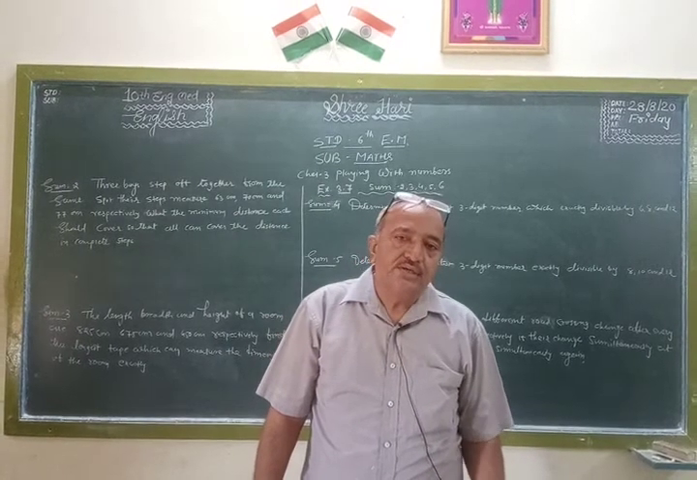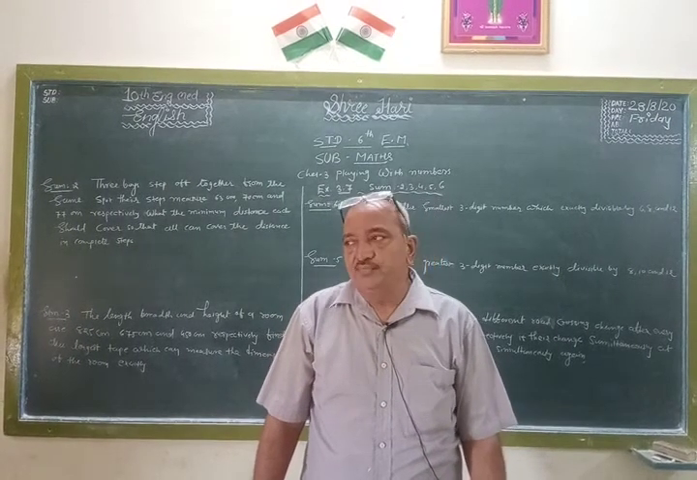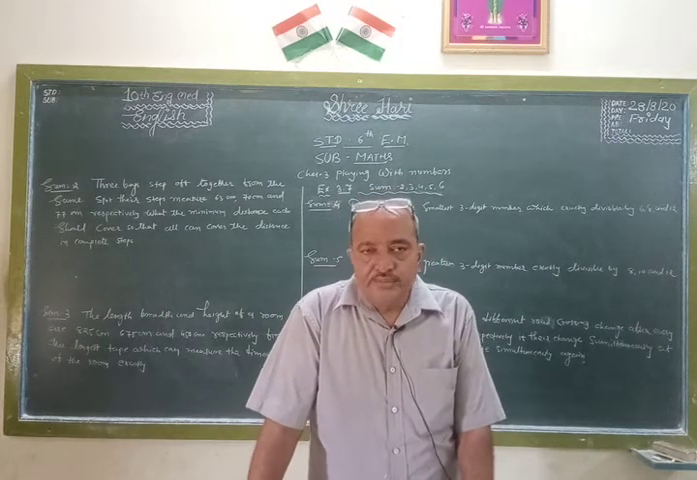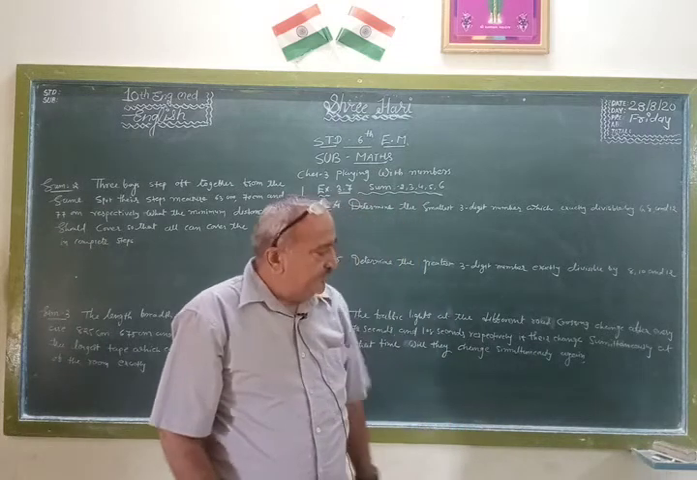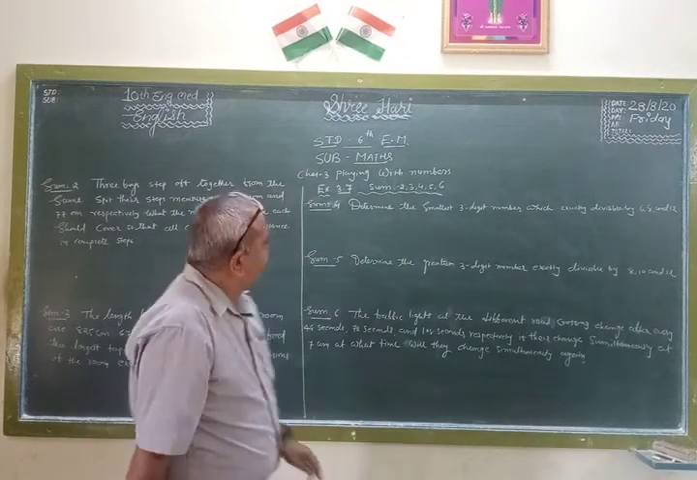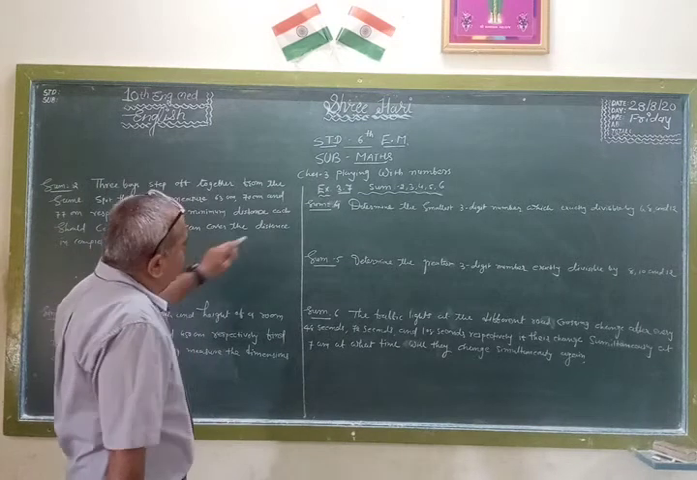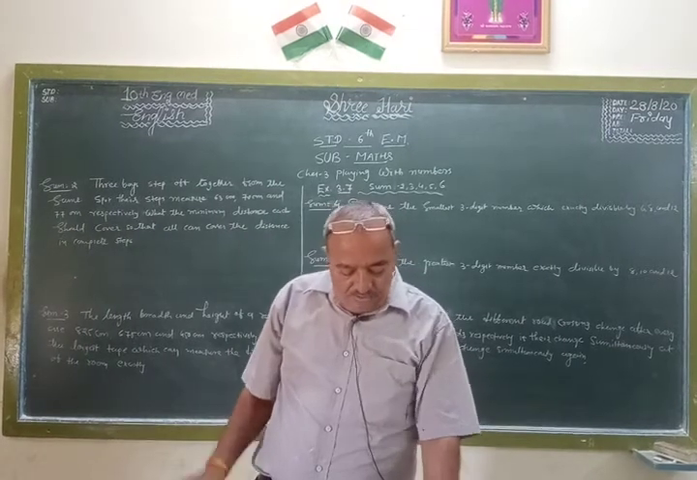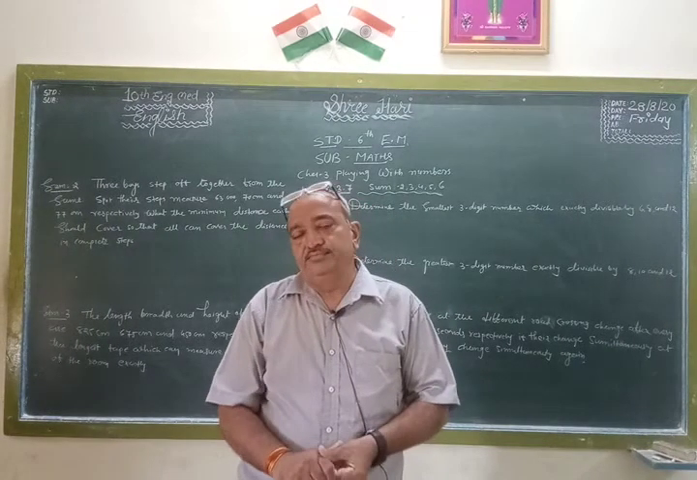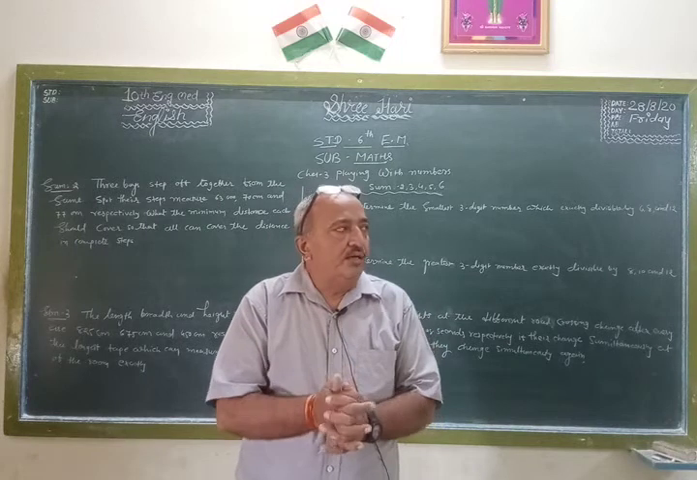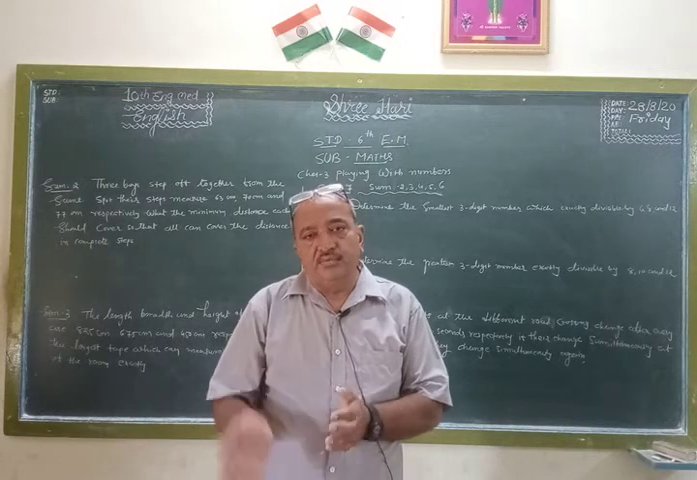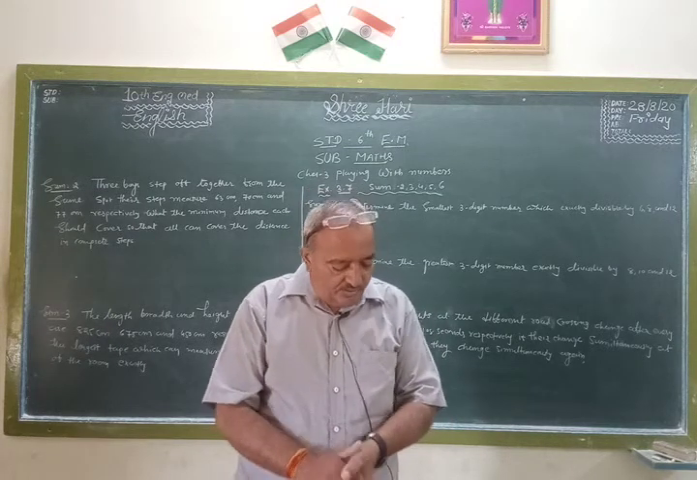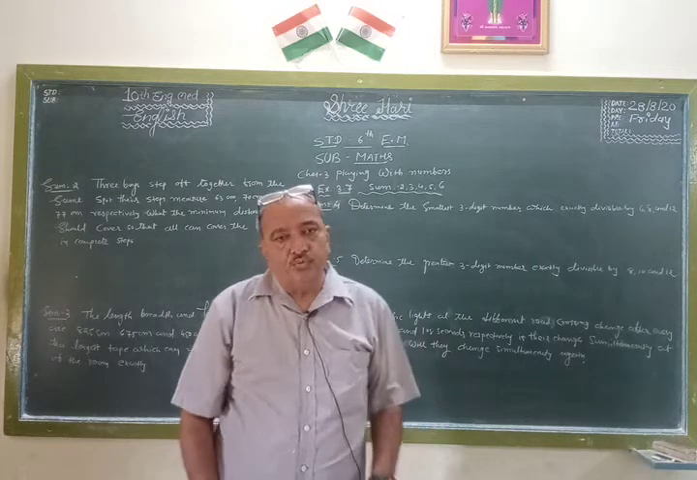Last period we studied sum number 1 of exercise 3.7. Today we are going to study sum number 2, 3, 4, 5 and 6. In all these sums we use LCM or HCF to find the answer. So look at sum number 2 first.